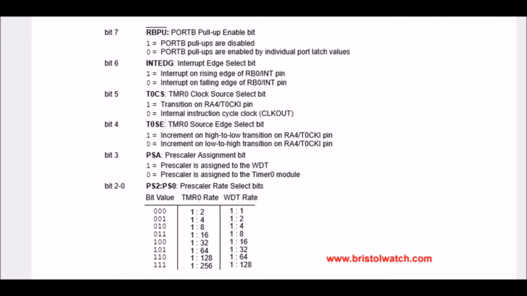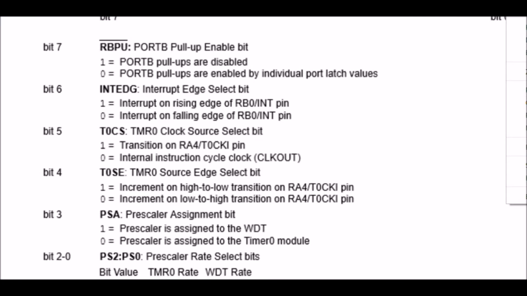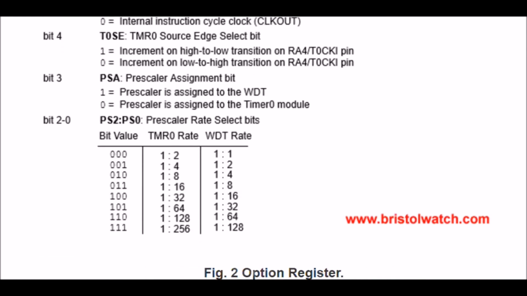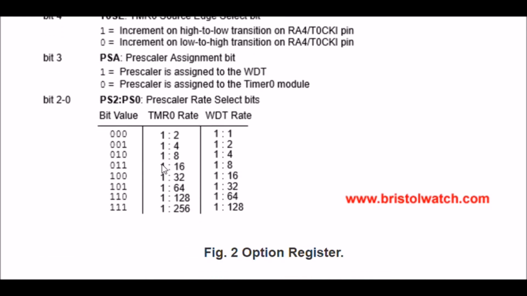Down here, let's see if I can zoom that in a little bit better for you. All right, these 3 bits here, 0 through 2, you can set these to divide by 1, 2, 4, 8, 16, 32, 64, 128, 256. It's a little different if you're using it with the watchdog timer, which we're not using here. So in this case, I'm going to be setting all 3 bits to divide by 256.